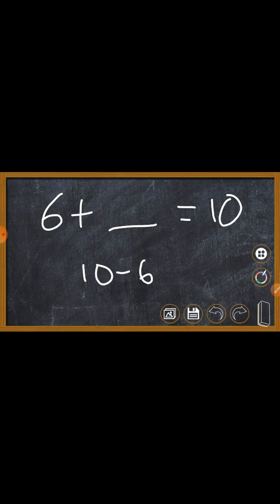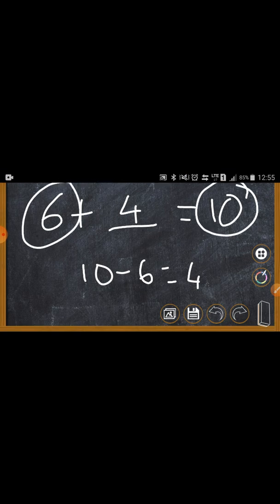Let me talk about another one. 6 plus how much is equal to 10? This one also is very easy. You do 10 minus 6. 10 minus 6 is equal to 4, so you put 4 over here. 6 plus 4 is equal to 10.